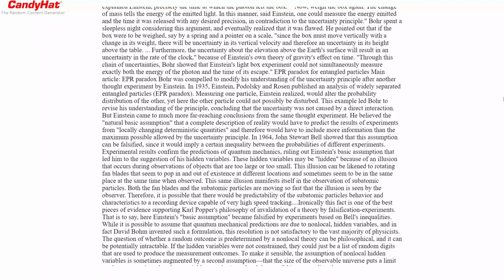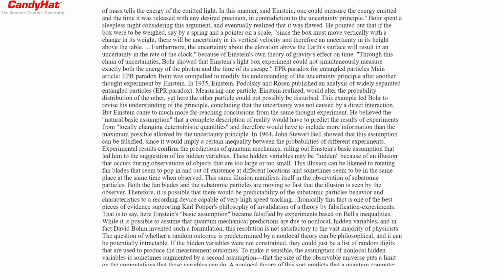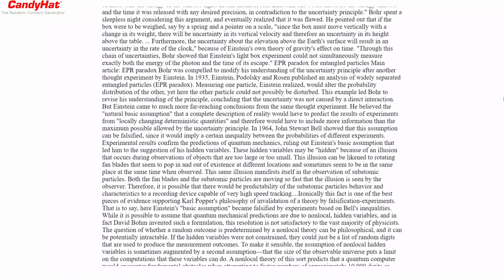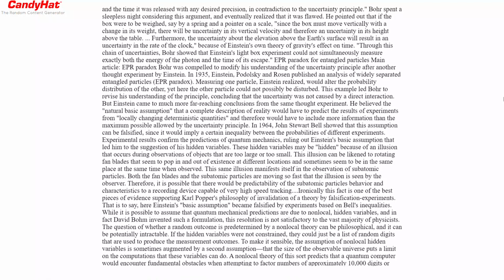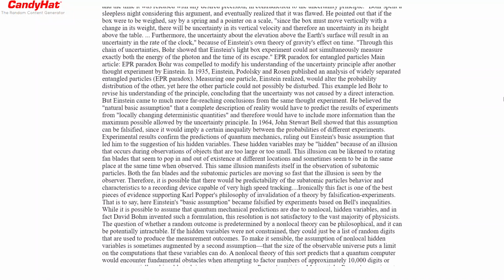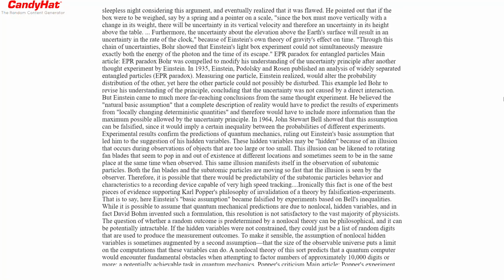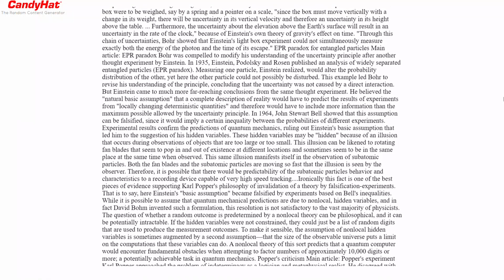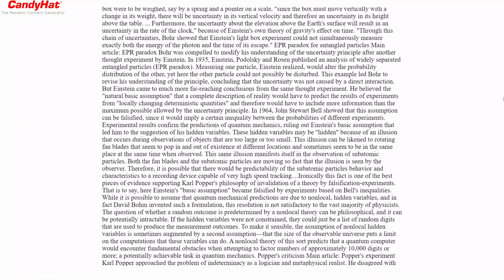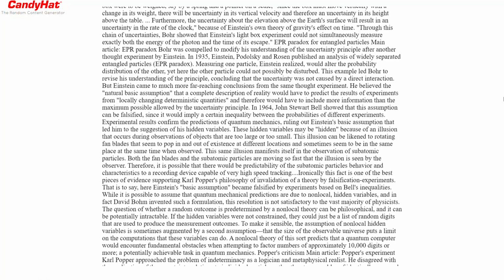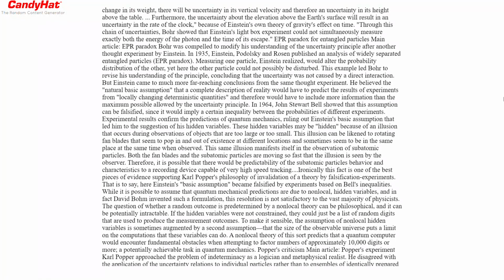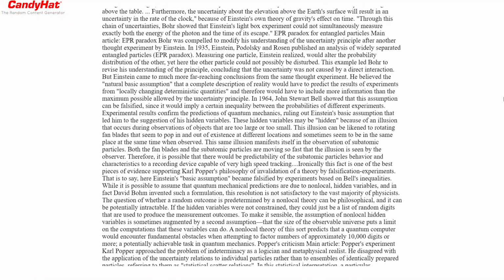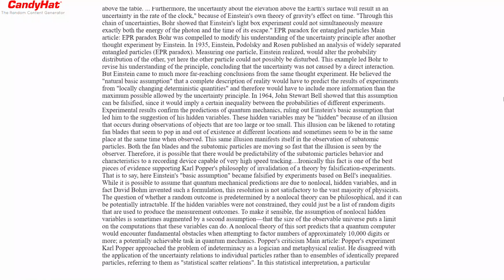Therefore, it is possible that there would be predictability of the subatomic particle's behavior and characteristics to a recording device capable of very high-speed tracking. Ironically, this fact is one of the best pieces of evidence supporting Karl Popper's philosophy of invalidation of a theory by falsification experiments. That is to say, here Einstein's basic assumption became falsified by experiments based on Bell's inequalities. While it is possible to assume that quantum mechanical predictions are due to non-local, hidden variables, and in fact David Bohm invented such a formulation, this resolution is not satisfactory to the vast majority of physicists.